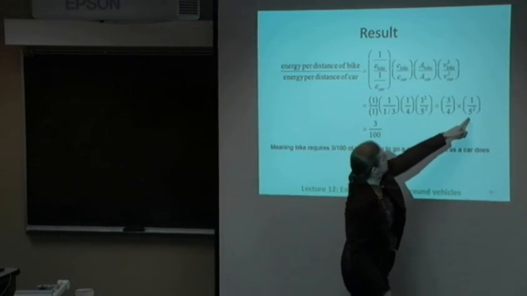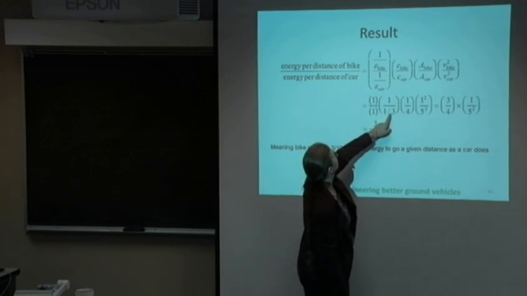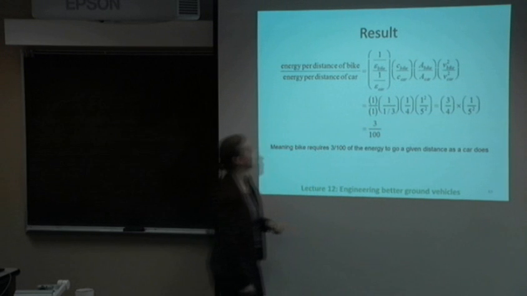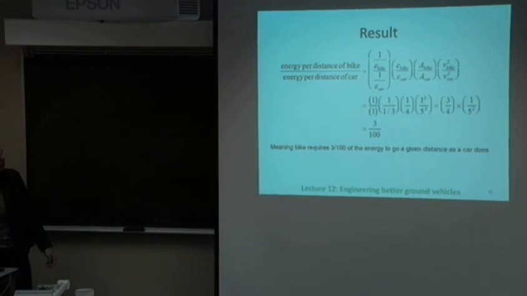One reason it benefits is the velocity. That's a huge thing. We assume the same efficiency. This is the drag coefficient. It had a bigger drag coefficient and a smaller area, and still works out to 3% of what it takes to drive a car.